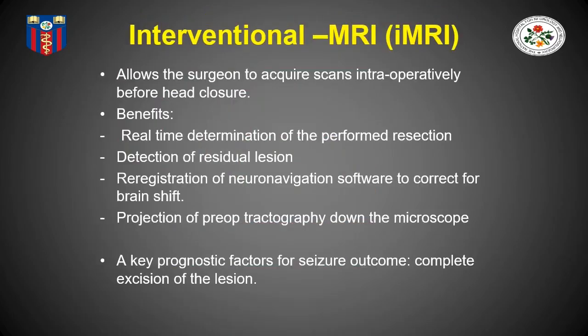Another small part of this talk is going to be about the use of interventional MRI. The advantage of having an intraoperative MRI is that the patient can be scanned before the head is closed. The benefits are that you can determine in real time what resection you have performed. You can detect if there is any residual lesion, and you can re-register the neuronavigation and correct for the brain shift, and you can also project your pre-op tractography down the microscope, and this gives you the possibility to protect as much as possible important tracts.